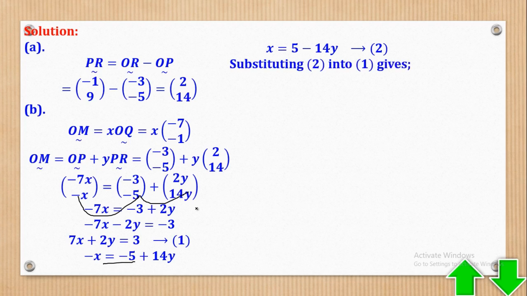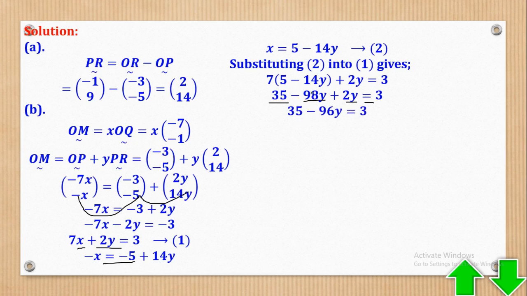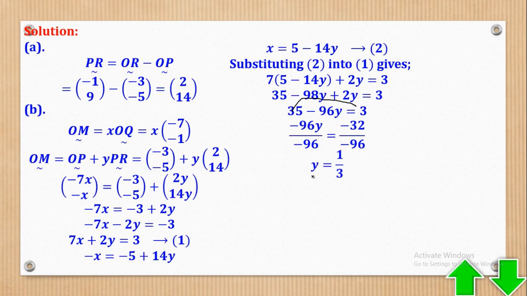What I'm going to do, I'm going to use the method of substitution because I already have X here. So I'll put X in this equation 1 to come up with only one unknown, which is Y. When I do that, I'll come up with that line. And I think you realize that I have only one unknown. When I open brackets, I'll come up with 35 minus 98Y plus 2Y equal to 3. Then when I simplify, -98 plus 2 will be equal to -96. Then next is take this one this side to come up with -32, divide both sides by -96 to come up with Y is equal to a third.